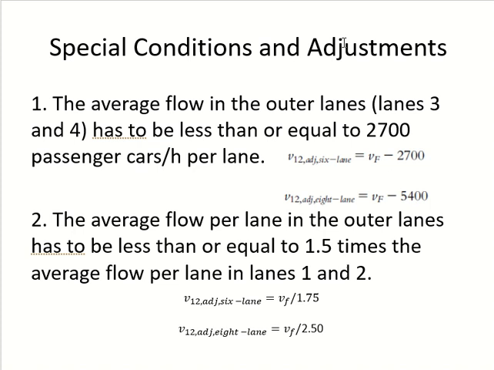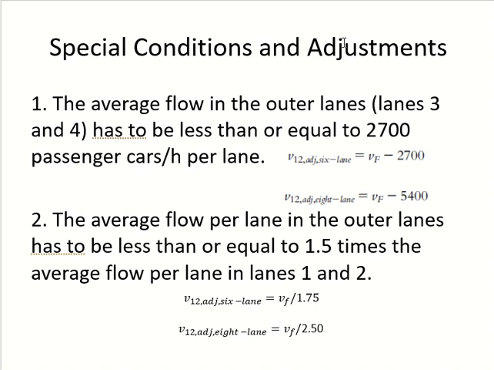It's VF minus 2700. So total was 6000. You calculate V12, 3000. But when you do 3000 for V12, your outer lane is 3000 per lane, which is not good. So now we come here, you recalculate V12. So VF is 6000 total minus 2700. How much? 3300. So V12 will be 3300.